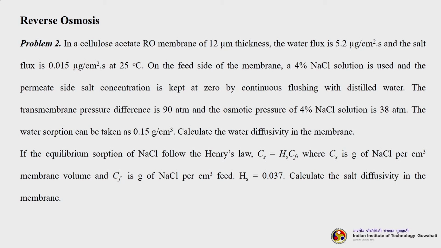So, here the problem says that in a cellulose acetate RO membrane of 12 micron thickness, the water flux is 5.2 microgram per centimeter square second and the salt flux is 0.015 microgram per centimeter square second at 25 degrees centigrade. On the feed side of the membrane, a 4% sodium chloride solution is used and the permeate side salt concentration is kept at 0 by continuous flushing with distilled water. The transmembrane pressure difference is 90 atmosphere and the osmotic pressure of 4% sodium chloride solution is 38 atmosphere. Now, the water density can be taken as 0.15 gram per centimeter cube. Calculate the water diffusivity in the membrane.